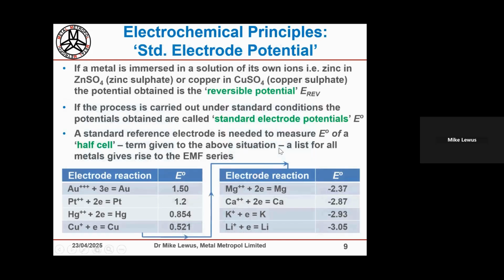And we can take that a step further. If we put a metal in a solution of its own salts under what are described as standard conditions, well, you'll see that we can generate a list, and the list shows you what electrode potential, or in this case, standard electrode potential, will be developed when that metal's put in a solution of its own salts.